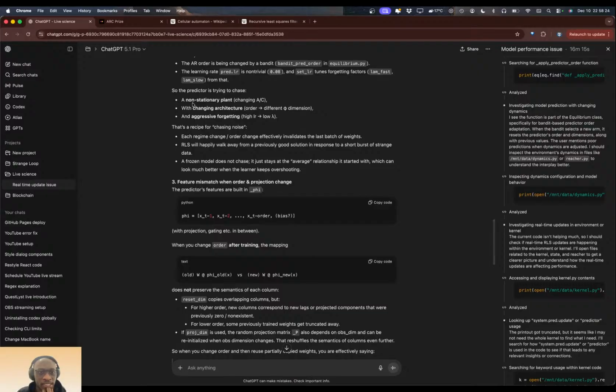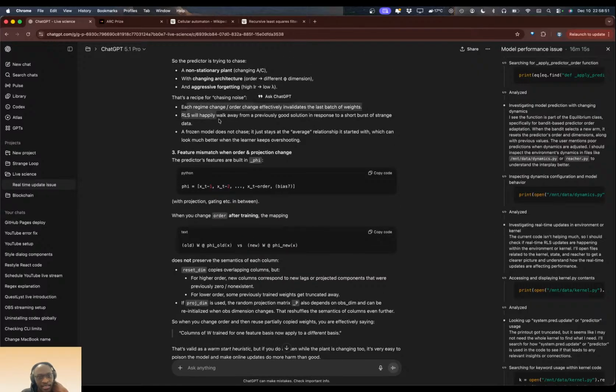So the predictor is trying to chase non-stationary plant, changing A and C with changing architecture, order, different phi dimension, and aggressive forgetting, high learning rate, low lambda. Also, high learning rate, we forget a lot. That's a recipe for chasing noise. We're learning so much. The model is learning noise other than the regime or what the environment looks like. Okay, so that's a recipe.